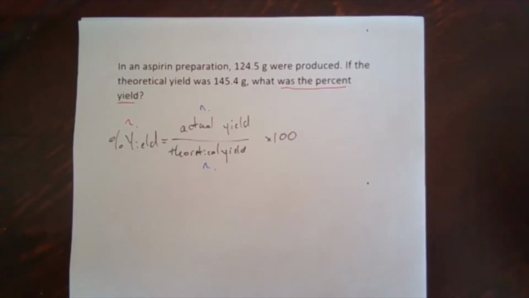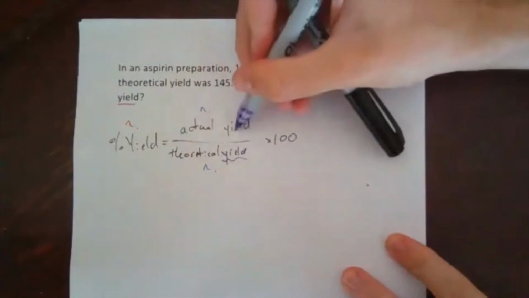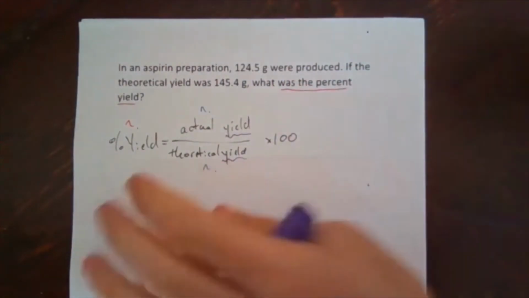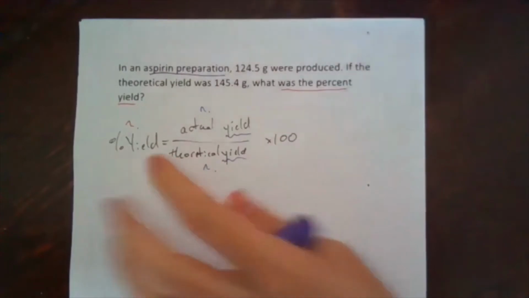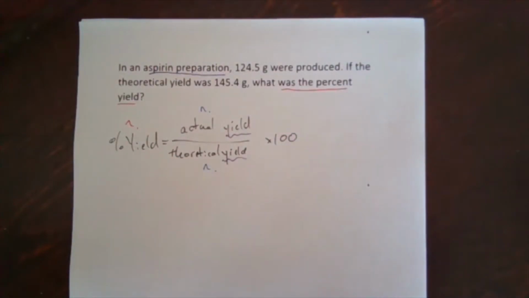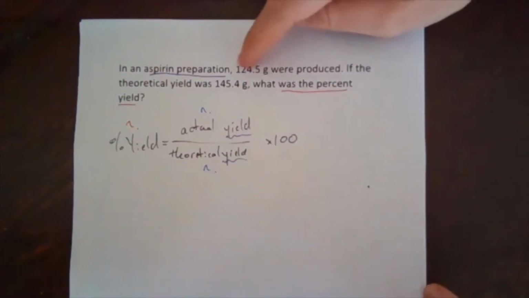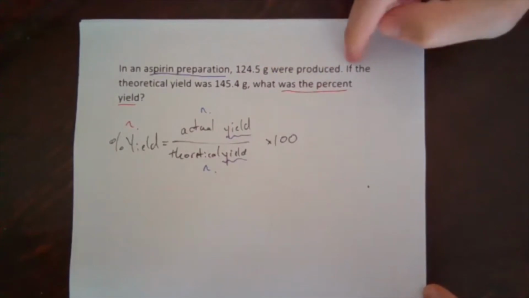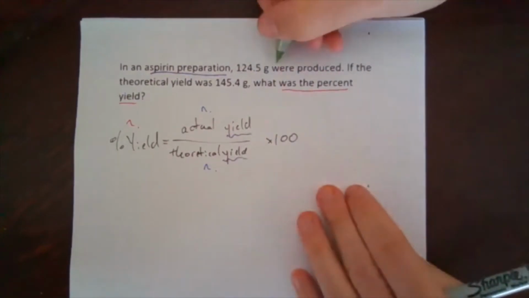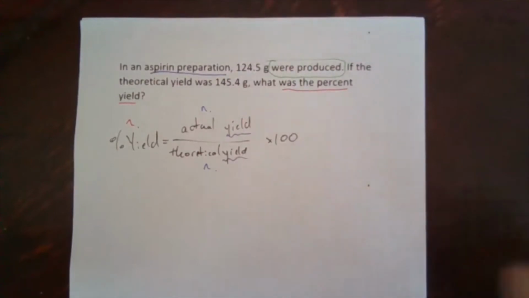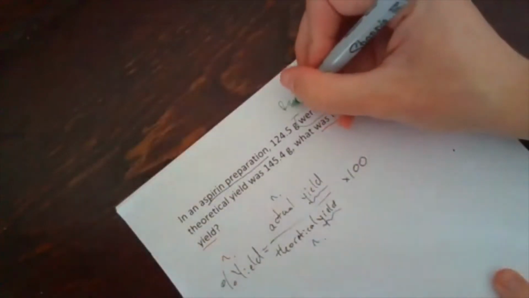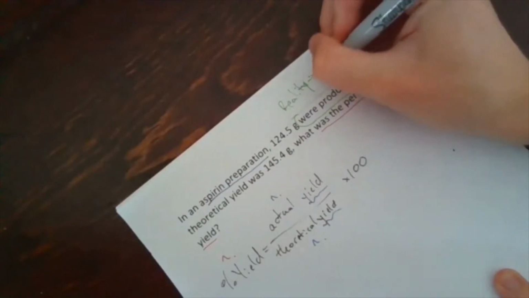And so when we see this word yield, that needs to be a mass of product. So aspirin preparation means I'm trying to make aspirin. So all of these yields need to be masses of aspirin. Okay, so I would expect that they would always be a mass of aspirin. And so I have two masses that are given right here. 124.5 grams were produced. So when we see that were produced, that means it reflects reality. Okay, so this actually happened. That means it's my actual yield.